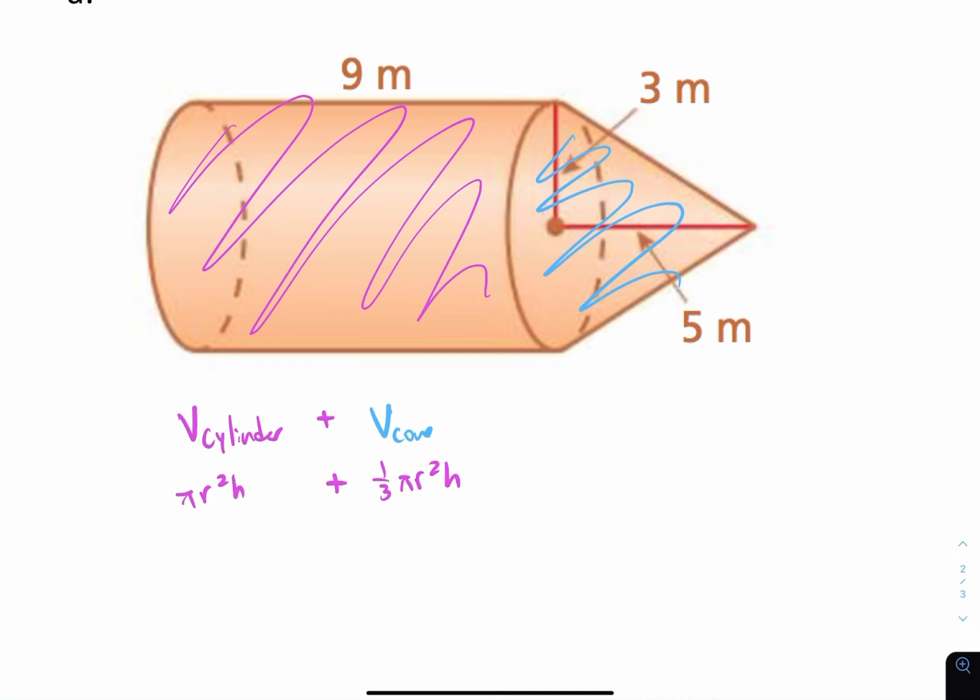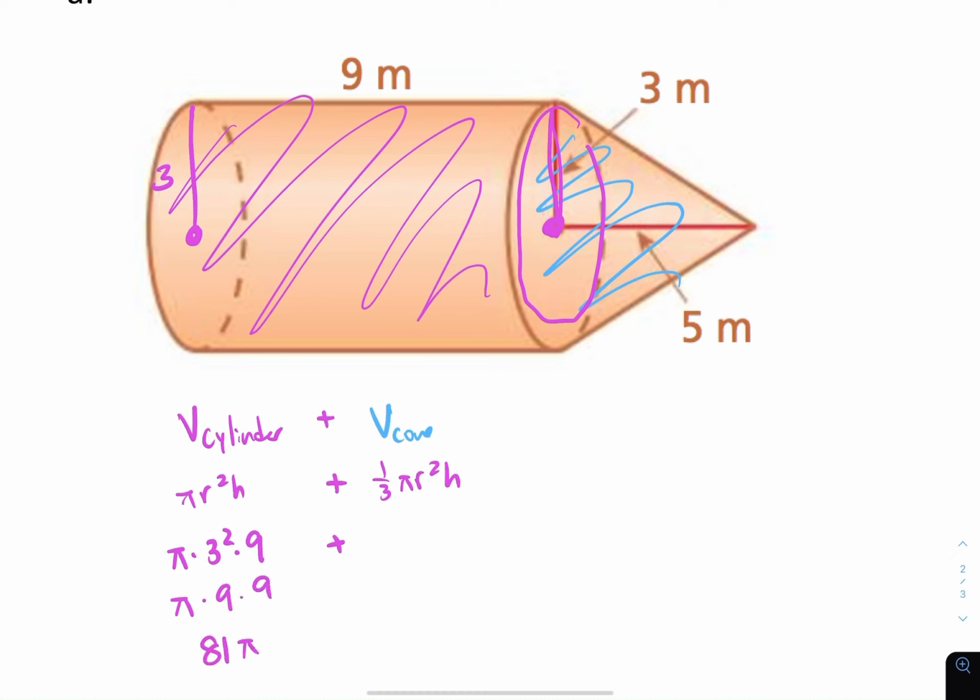So it looks like the radius is 3, right? Because here is my circle. My radius is from here to here. It's still part of my cylinder too, right? Because this circle right here is the same as the circle on top, right? So pi times 3 squared times the height of my cylinder, which is 9, right? So pi times 9 times 9, which is the same thing as 81 pi, right? 81 pi. I'm going to do the side on the right side now too.